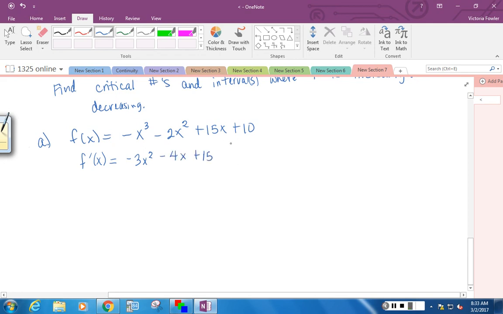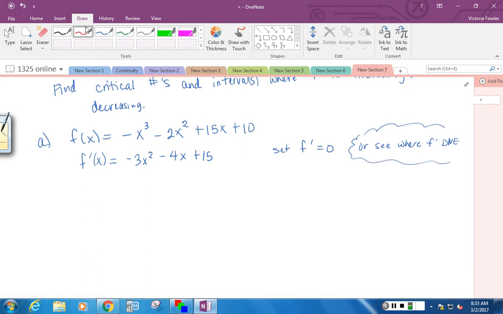And I say, okay, let's find the critical numbers. I'm going to set f prime equal to 0, or see where it doesn't exist. Of course, here again we're talking about a polynomial, so I don't have to worry about that. But I remember that for future cases. And then I'm going to solve for those x values, and whatever those x values are, those are my critical numbers, right? So I'm going to set this equal to 0.